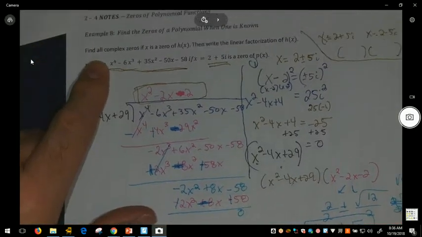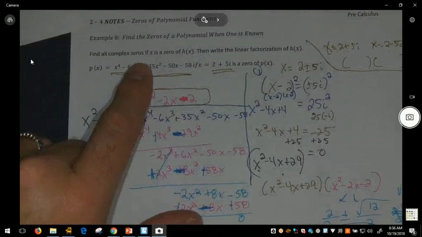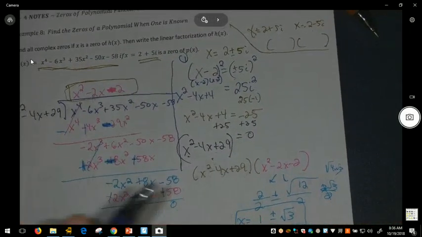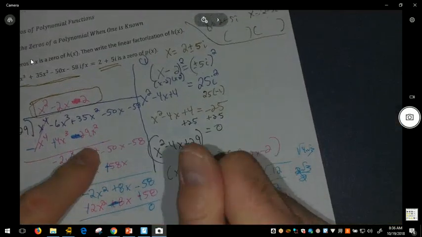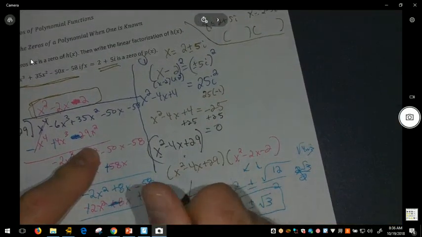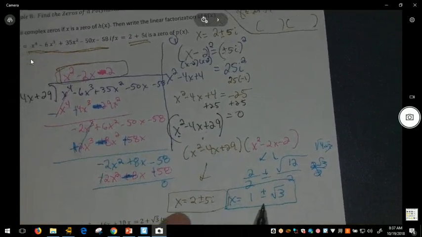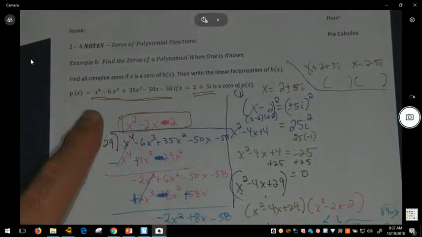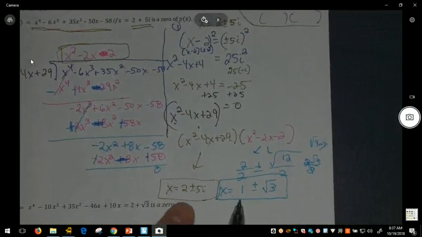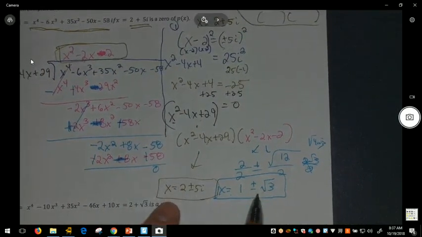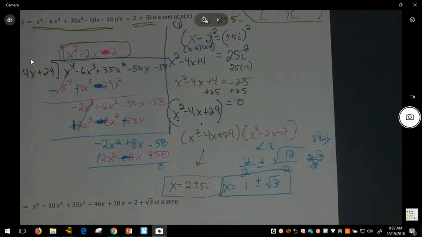I was asked to find all the complex zeros. Well, there's 2, 1 was given, right? And its complex conjugate also is included, so it's 2 plus or minus 5i. So there are all 4 roots for this 4th degree polynomial, this quartic equation. 2 plus 5i, 2 minus 5i, 1 plus square root of 3, 1 minus square root of 3.